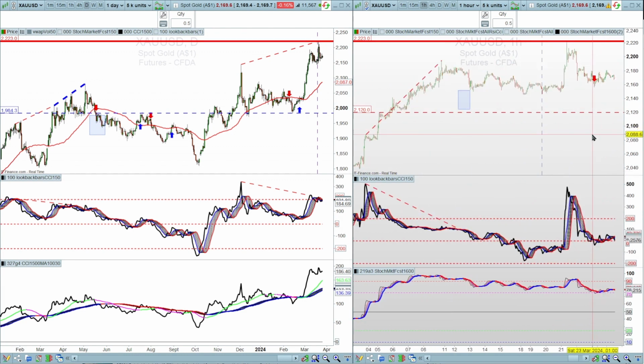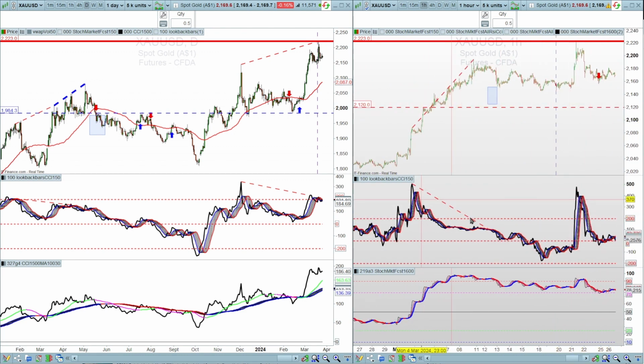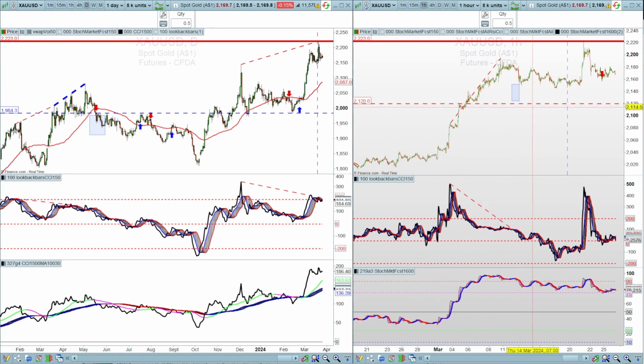Now, if I zoom in, I've got here the CCI 150 as well. Again, this is our divergence indicator primarily. There was a bearish divergence back here versus higher highs on the price. It pulled back, hit our target area. That was a 23.6% level of the Fibonacci range, down to that level.